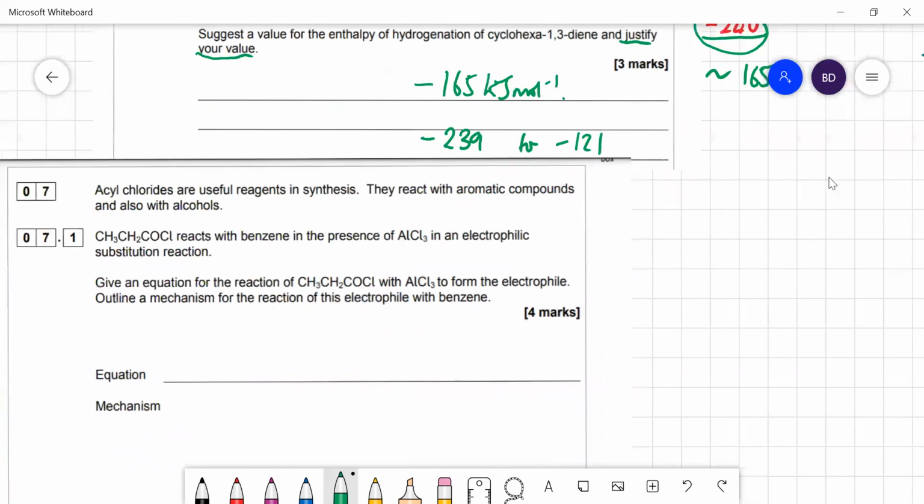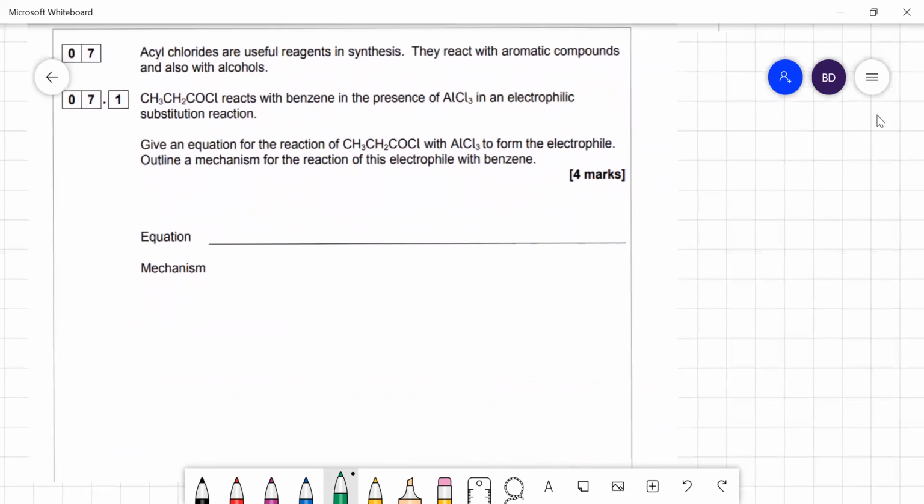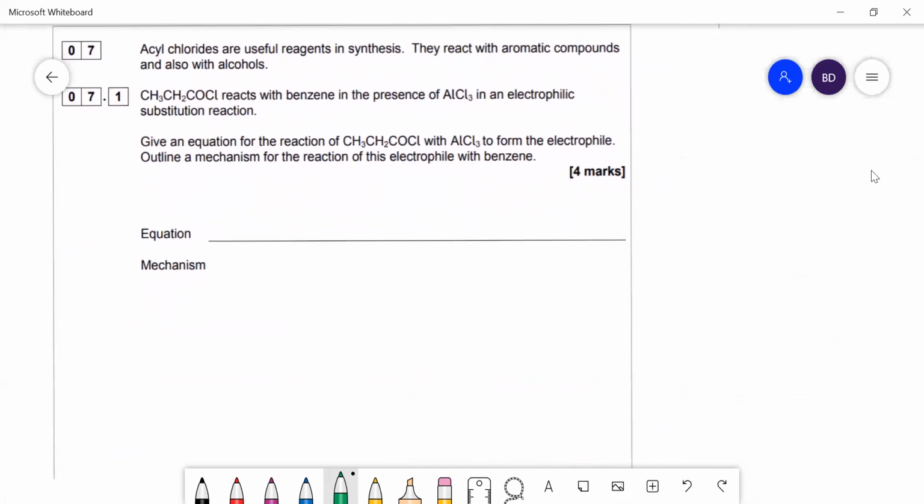Right, question on acyl chlorides now. They're useful in organic synthesis. They react with aromatic compounds and with alcohols. Propanoyl chloride here will react with benzene in the presence of the aluminium chloride catalyst in an electrophilic substitution reaction. Give an equation for the reaction of propanoyl chloride to form the electrophile. So if you remember what happens here, I'll write the equation first.